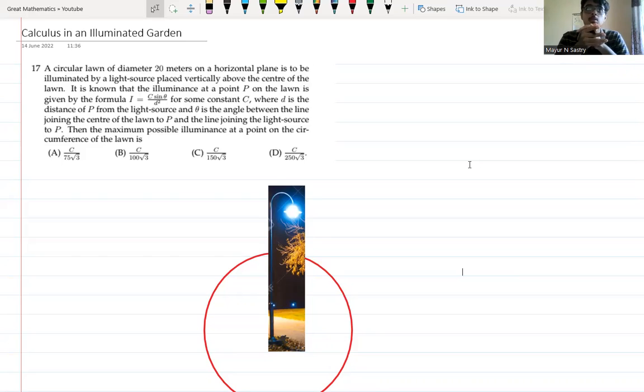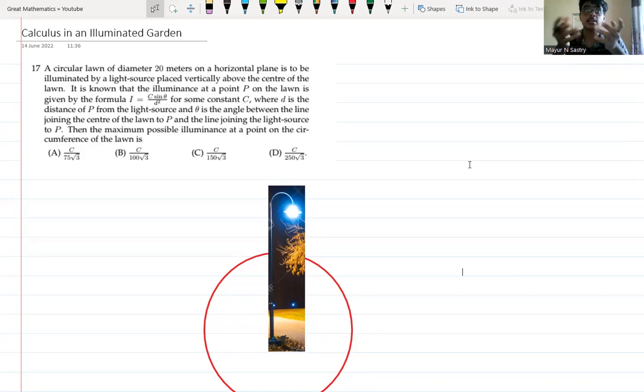So here is a problem which was asked in the entrance exam to Indian Statistical Institute in 2017, and it was the 17th problem in part A of the entrance exam paper. So let us see what it asks.